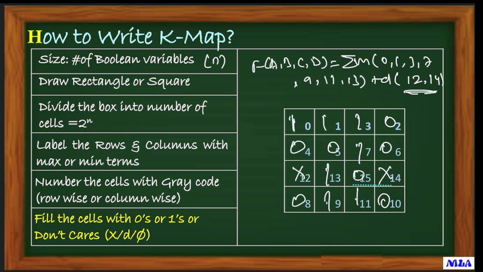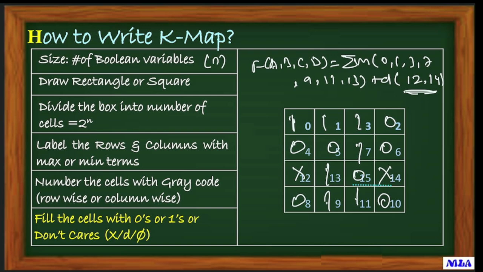Before we move on to the second part, let me quickly summarize the first part. To write a K-map for the given Boolean function, we must first identify the number of Boolean variables. Based on that, we are going to either draw a rectangular box or a square box as a K-map. Once we have drawn the box, the next step is to divide the box into number of cells. After dividing the box into cells, the next step will be to label the rows and columns with the max or min terms. This depends on the given Boolean function.